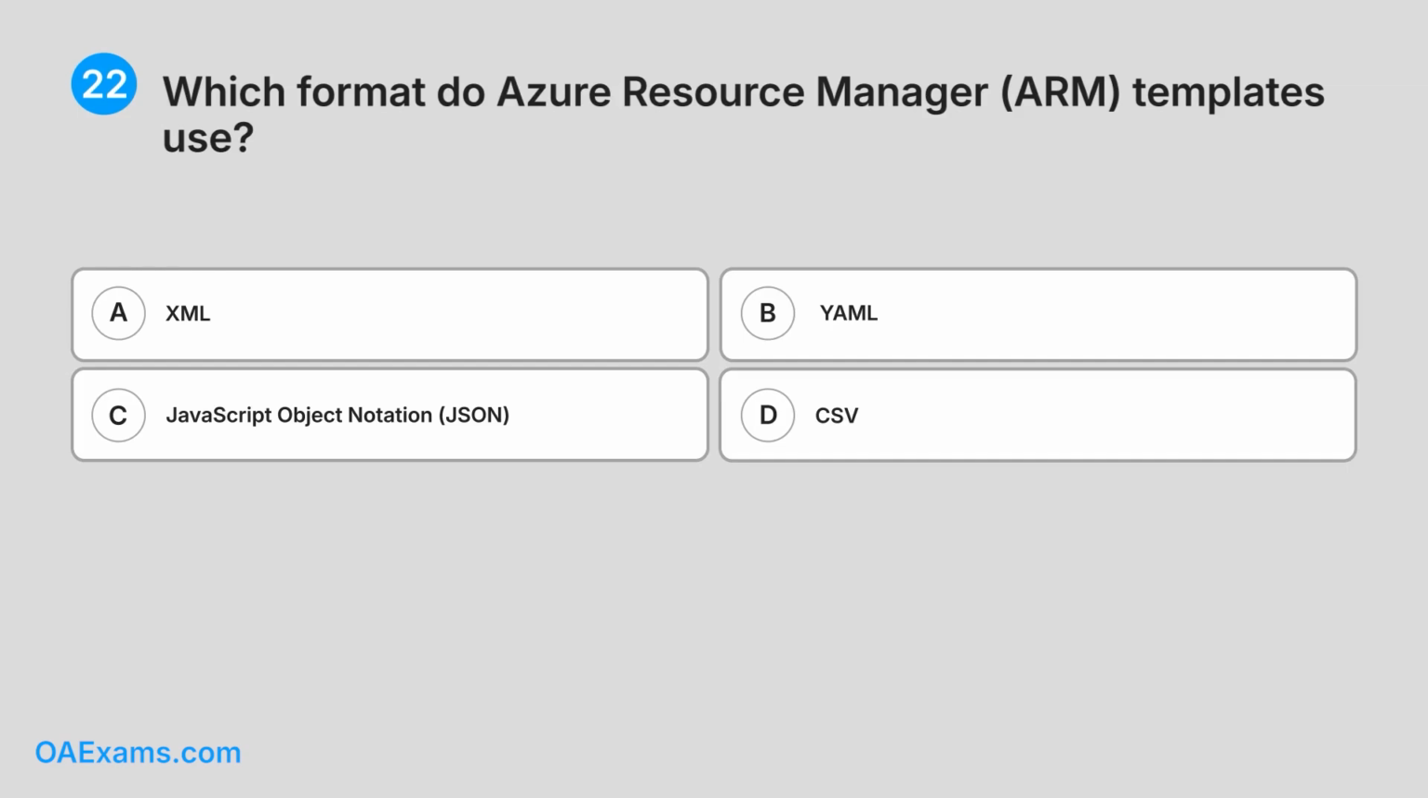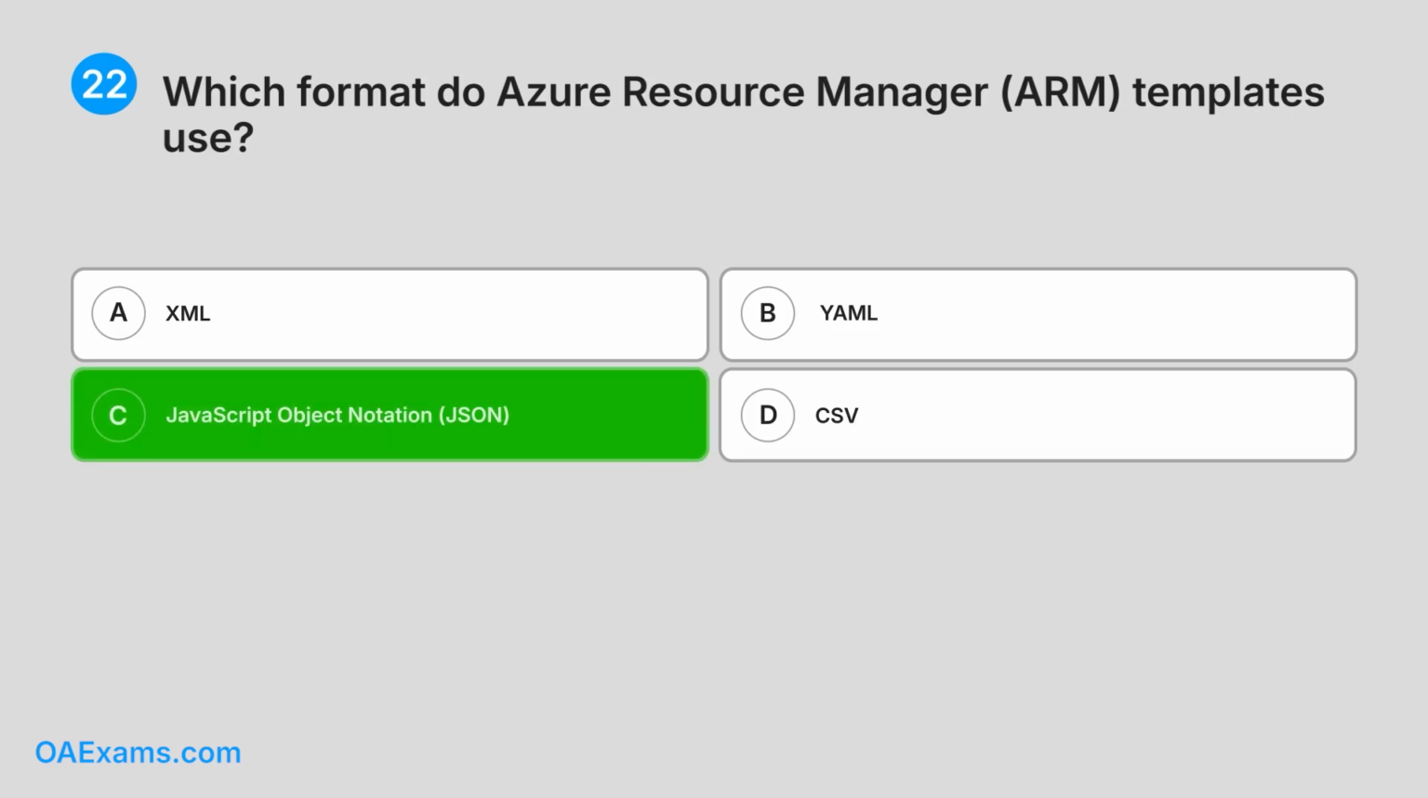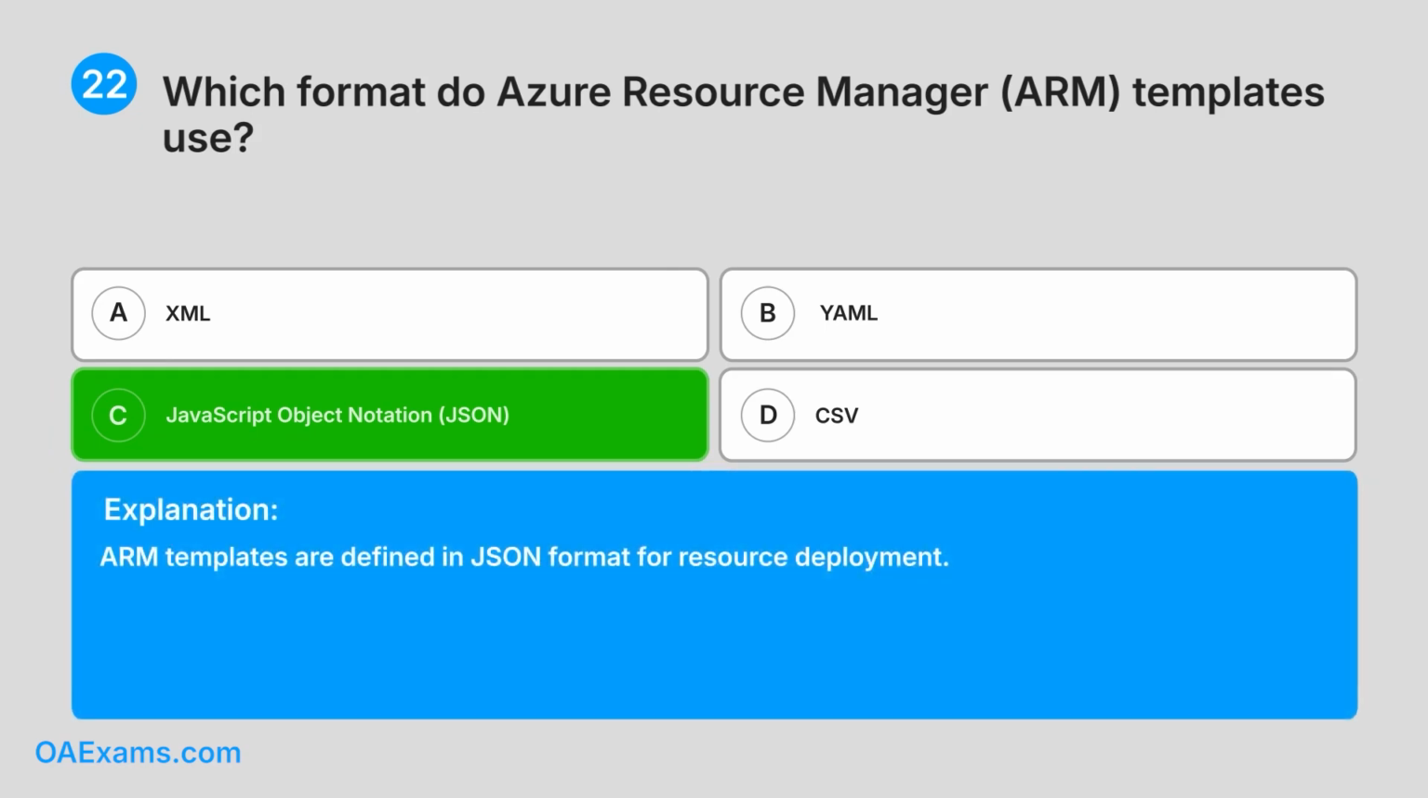22. Which format do Azure Resource Manager (ARM) templates use? A. XML, B. YAML, C. JavaScript Object Notation, JSON, D. CSV. Can you guess the answer? Correct answer: C. JavaScript Object Notation, JSON. Explanation: ARM templates are defined in JSON format for resource deployment.